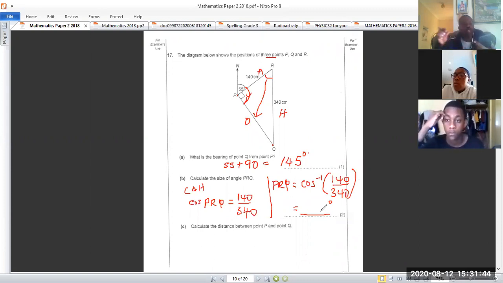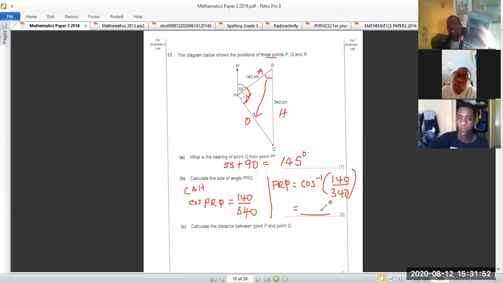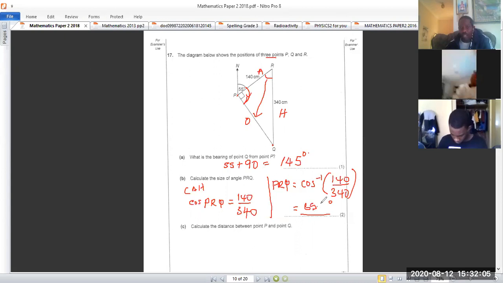It will give you something like that. So you should try with your own calculator. It gives you 65.7, which is the same as 65.6, rounded off to one decimal place. All right.